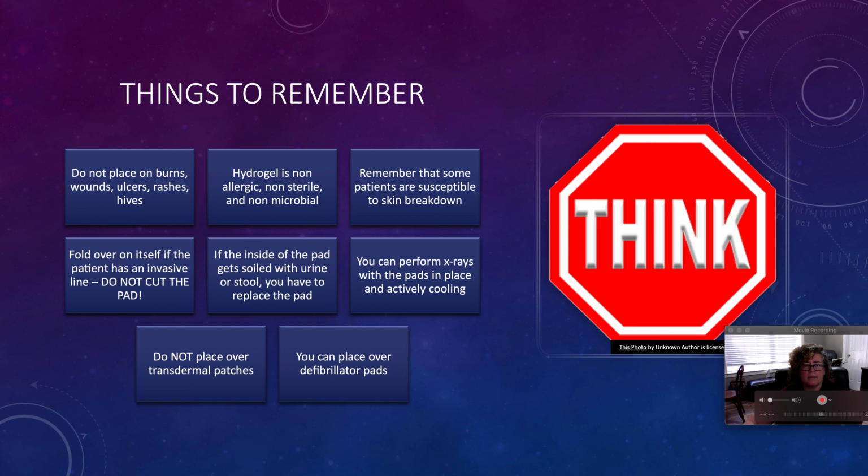If the inside of the pad gets soiled with urine or stool, be really careful to assess that, and you'll have to replace that pad. Now, if there's something on top of the pad, you can just clean it off with a rag with soap and water. Please don't use the microbial wipes on there, that breaks down the padding.